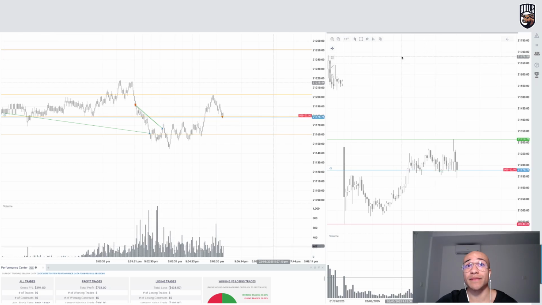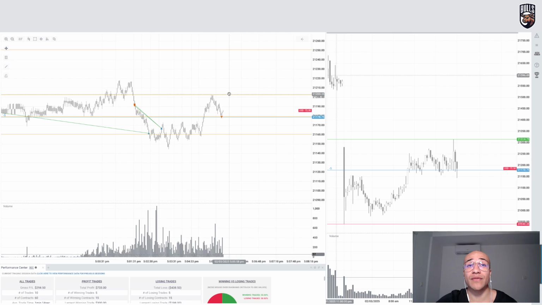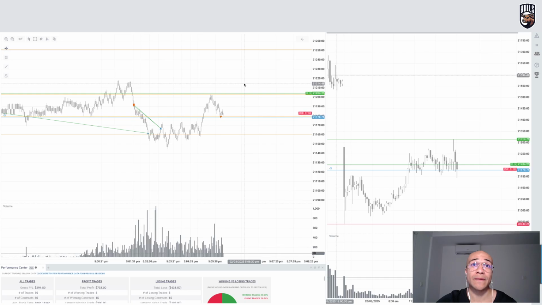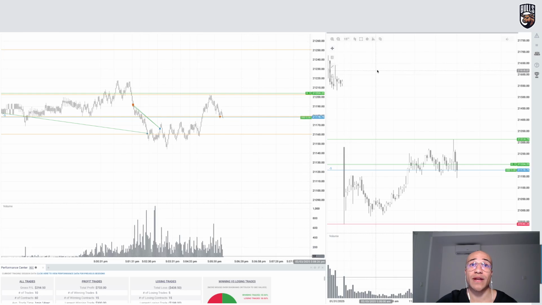I think it's still valid. Just have a tight stop here, right around above 200, because if we break higher than 200, I would call the trade idea as invalidated. But let's just wait and see what happens.